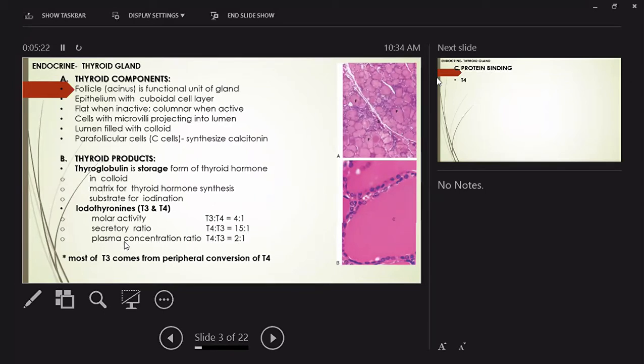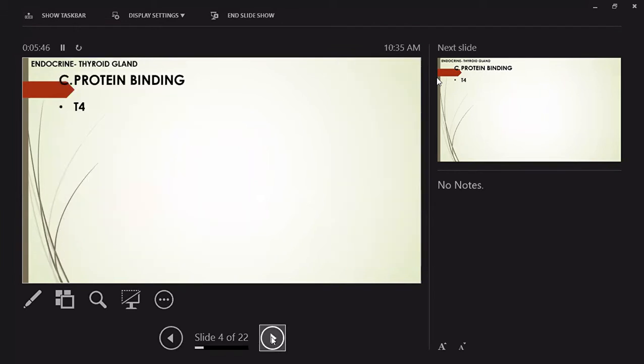So in the plasma concentration, the ratio will come out 2:1. Most of the T3 comes from the peripheral conversion of T4 to T3. Okay? Do you follow so far? Feel free to unmute if you have any question, or if you don't understand or you would like me to repeat the explanation.